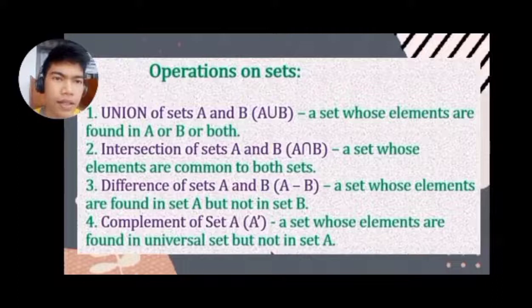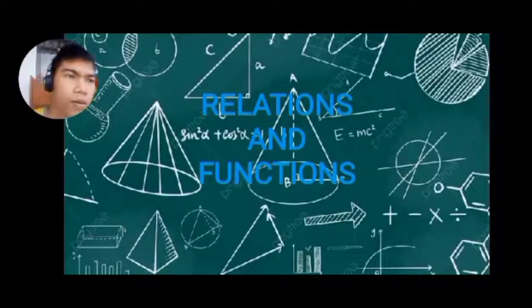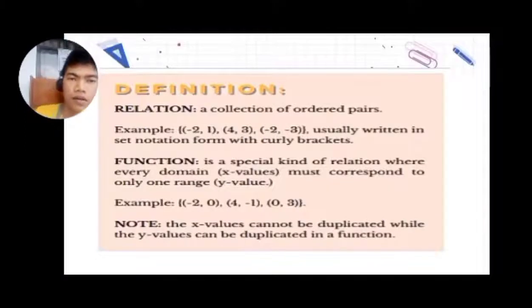So the next slide is, so lumako naman po tayo sa relations and functions. So definition of relation is a collection of ordered pairs. A collection of ordered pairs. So ito po yung example. Negative 2, 1, 4, 3, negative 2, negative 3. Usually written in set addition form with curly brackets. At yan po, may mga brackets sila, diba?